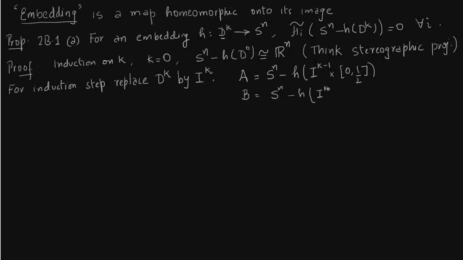I^(k-1) times [0,1] will give you I^k. So instead of [0,1], we are taking [0,1/2] and [1/2,1]. Let us see it pictorially. I'm taking S^2 here and I'm trying to take an interval out. This small interval is cut out. This piece has been cut out and is not on the sphere.